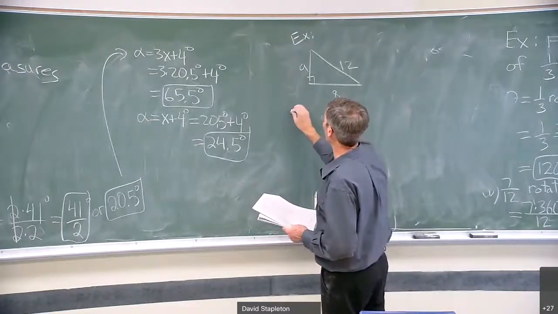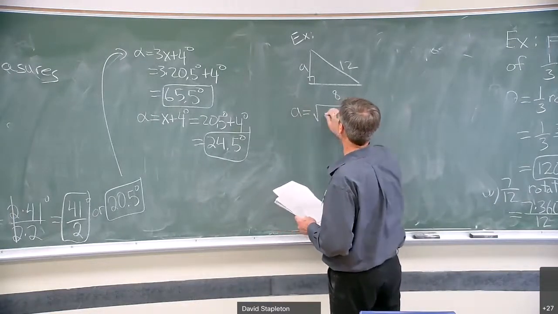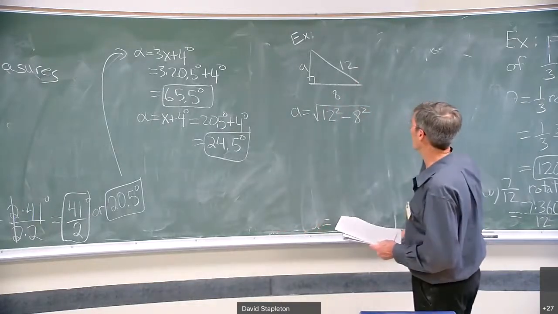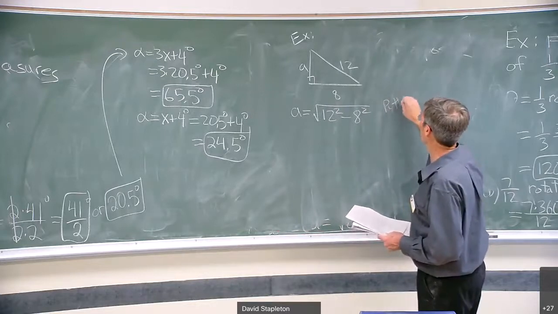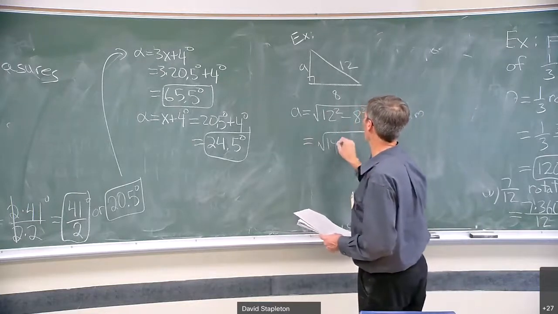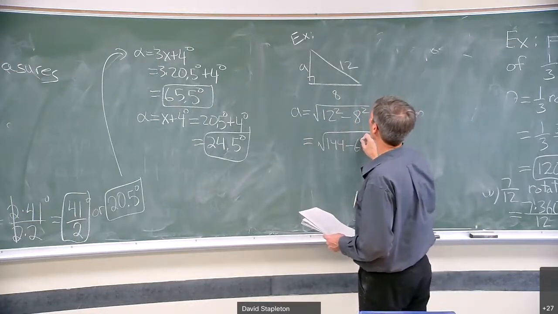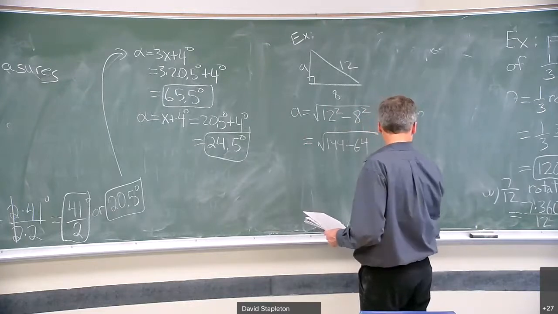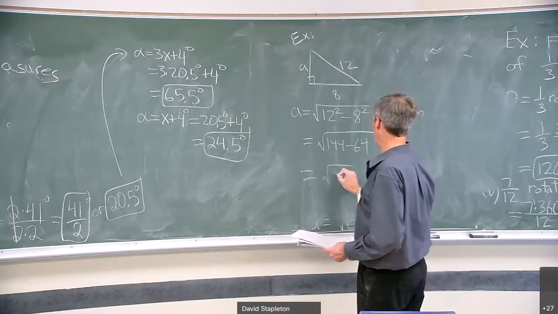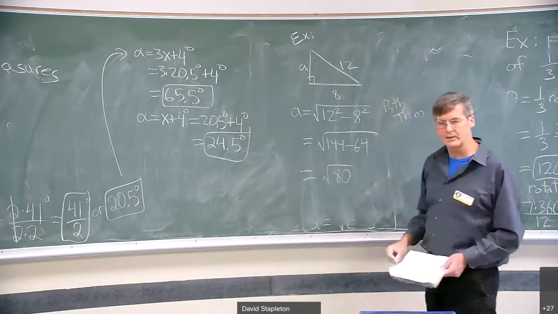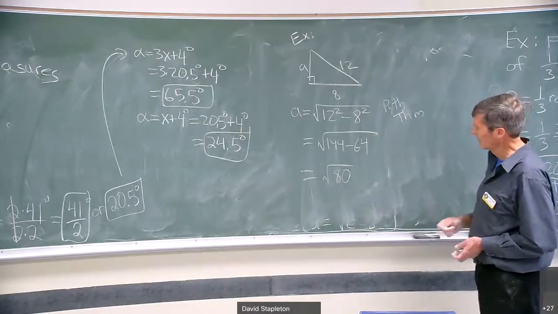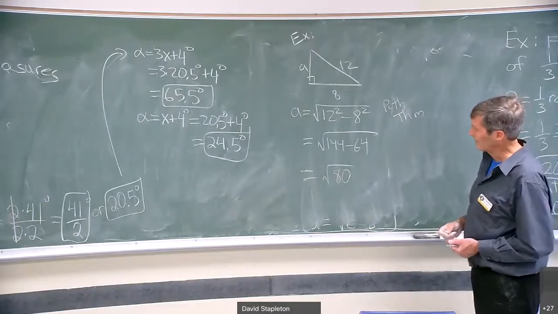So we'll use the Pythagorean theorem to solve for a, which is a equals square root of 12 squared minus 8 squared, right? C squared minus b squared. Well, this is 144 minus 64. So let's see, it's square root of 80. That's a wrong answer on the test too, right? It's not a big deduction, but what am I not doing here? Not reducing my radical, right?